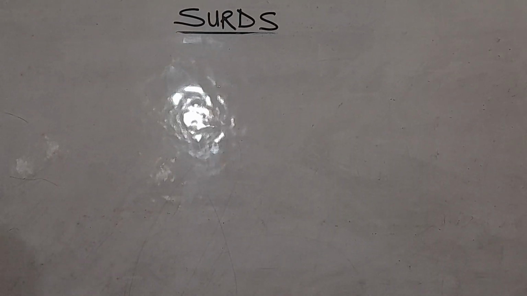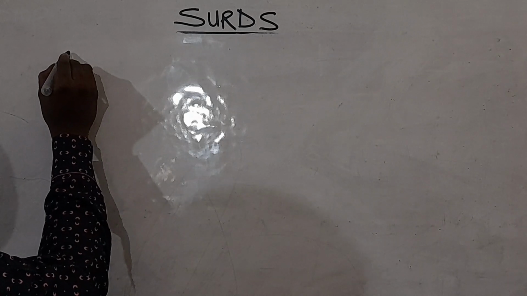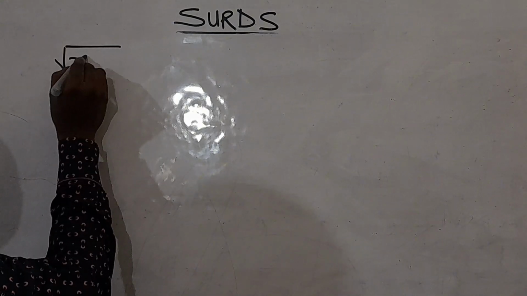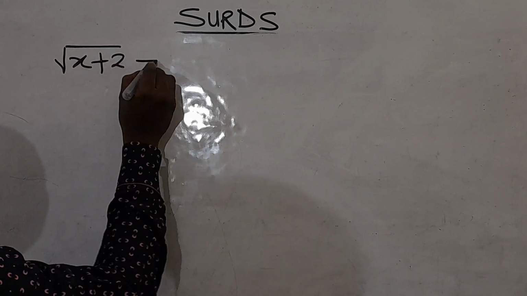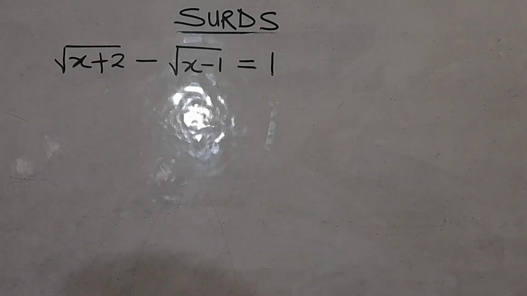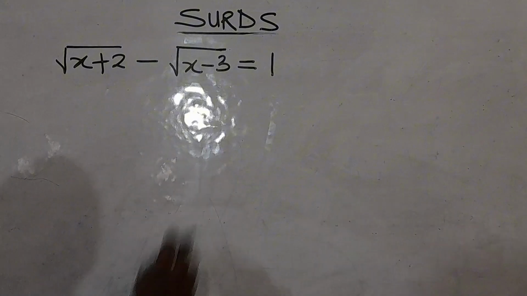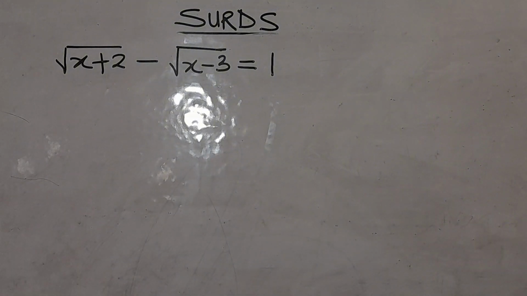What if you're finally given an irrational equation like this? Simplify or solve root x plus 2 minus root x minus 3 equal to 1. Oh, x minus 3, sorry, equal to 1. You're given an equation of this size to solve. Okay, what's the first thing to do?